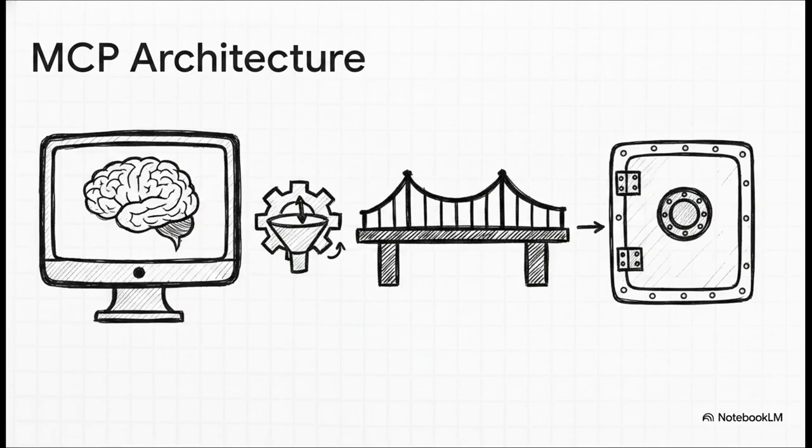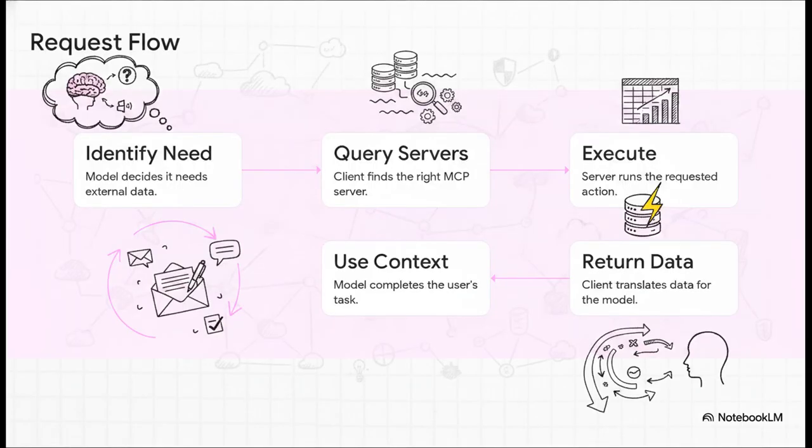And finally, you have the server, the actual bridge executing actions on your external systems. Let's trace a real request to see this in action. Say you ask an AI to summarize Q2 revenue in an email.